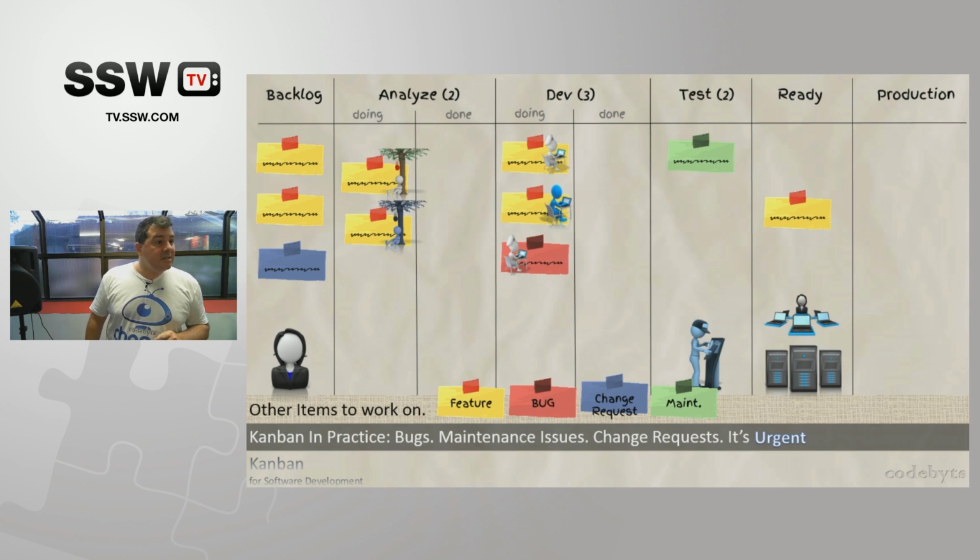But anyway, going back to our board, in this case we have features represented by yellow. We have the bugs represented by red. We have change requests, which is a bit different, maybe a bigger thing, but in this case it was important for us to have its own category. And we have maintenance, which we are testing right now. The important thing here is, again, these are not set. These categories you need to come up with on your own, talking with your team, and you will know this.